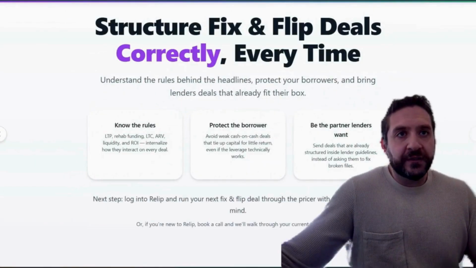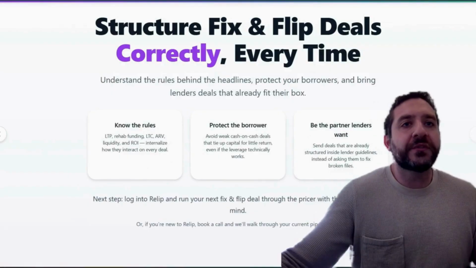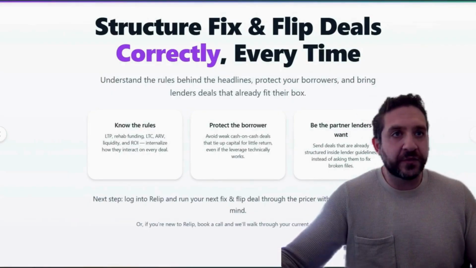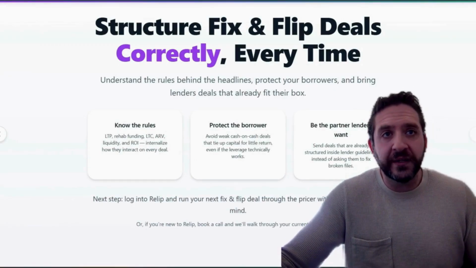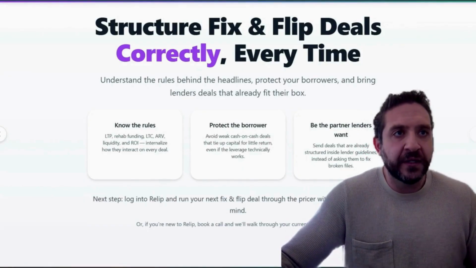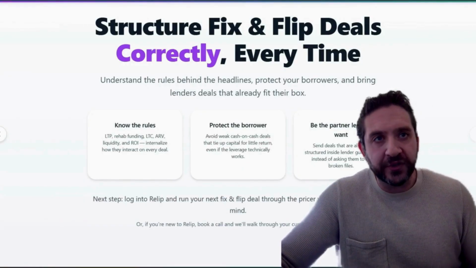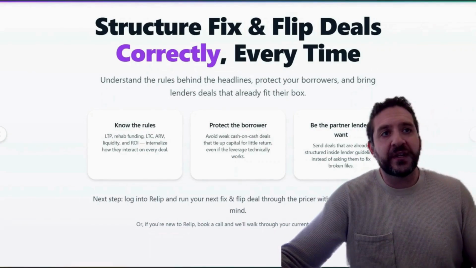All right, that is the real version of fix and flip lending. Once you understand these constraints, loan to purchase, rehab funding, LTC, ARV, experience, and ROI, you can structure these deals correctly every single time. You protect your borrowers from bad projects, and you send lenders files that already live inside their box.